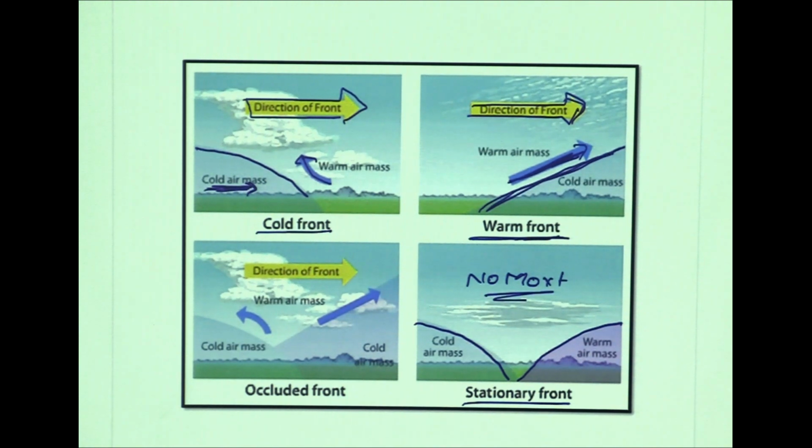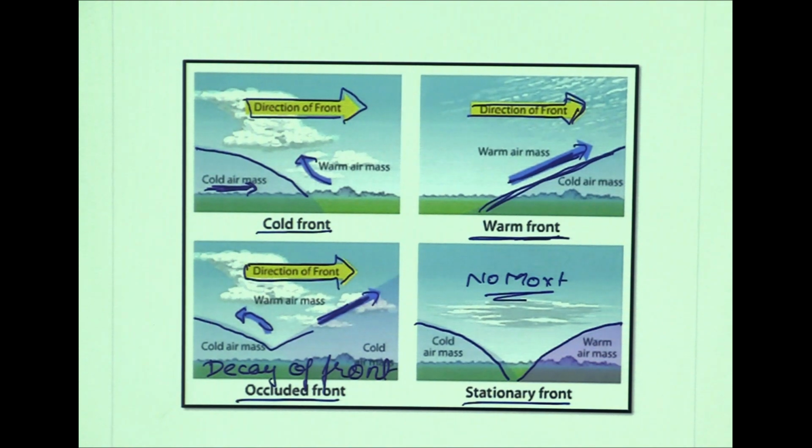And what is occluded front? You can easily see that occluded front is the front where the warm air column has lost its ground contact. Front movement is there again. Occluded is characterized with decay of the front, beginning of decay of front.